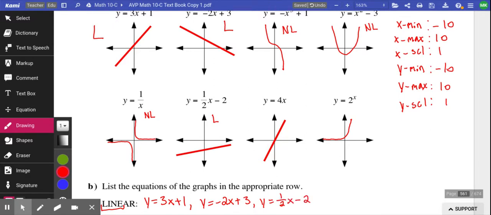The second last one here makes a straight line. That's a nice simple one, just y equals 4x. And the very last one did not make a line. We call that nonlinear. Well, it made a line. It did not make a straight line.